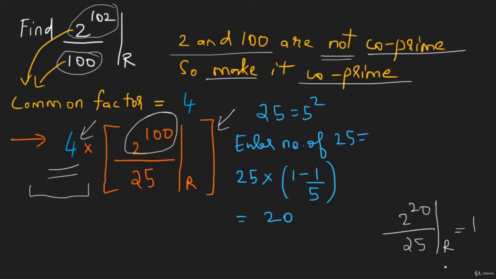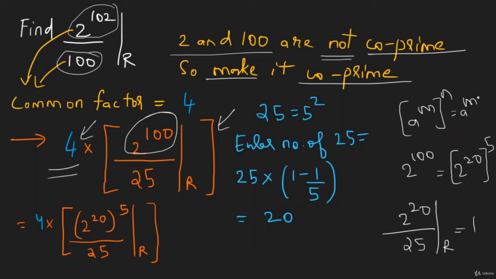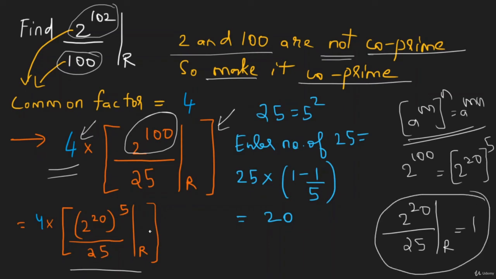as per Fermat theorem. Alright, now I can rewrite this expression over here as 4 into 2 to the power 20 to the power 5, right? Because 2 to the power 100 can be written as 2 to the power 20 to the power 5, because a to the power m to the power n is equal to a to the power mn, right? Using this principle, I'm rewriting the expression like this. As per Fermat theorem, we know this part is equal to 1. So this part over here will simplify to 1 into 1 into 1 into 1 into 1, right? Because you have a power of 5 over here, and that's equal to 1 itself.